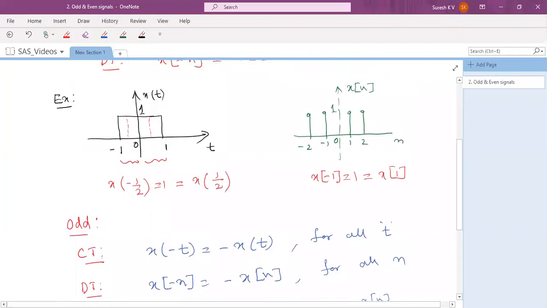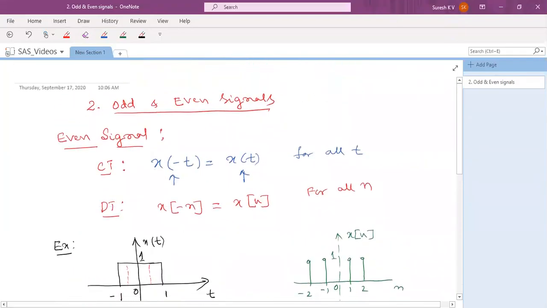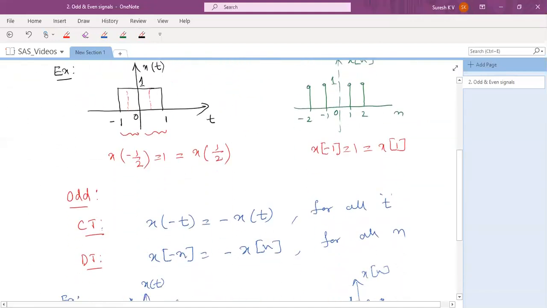And usually these even signals are also called symmetric signals. And odd signals are also called asymmetric or antisymmetric signals. This is another nomenclature for odd and even signals.